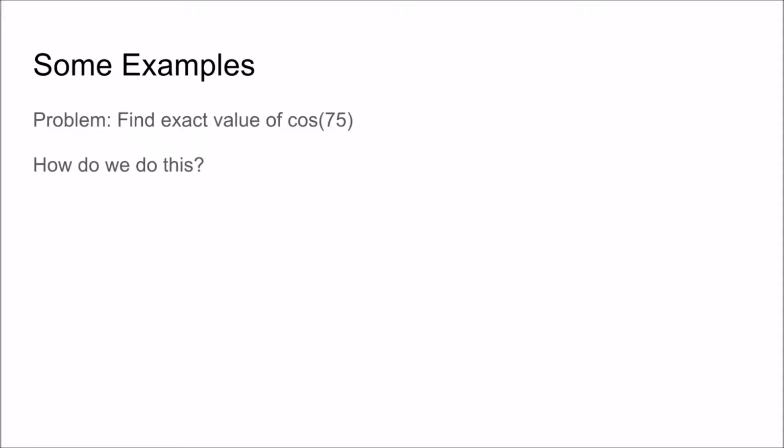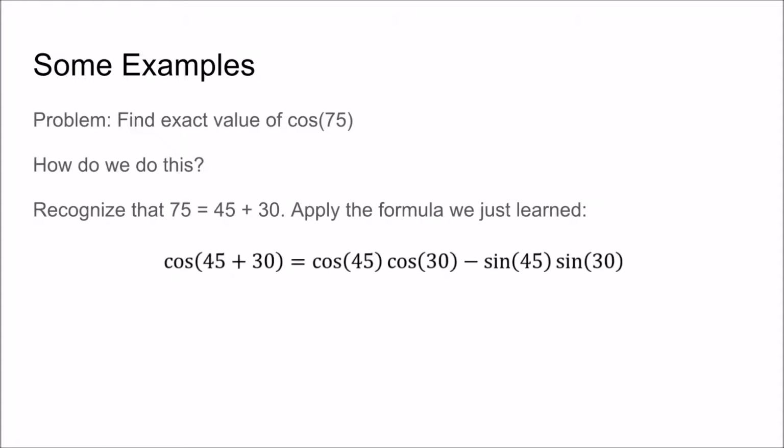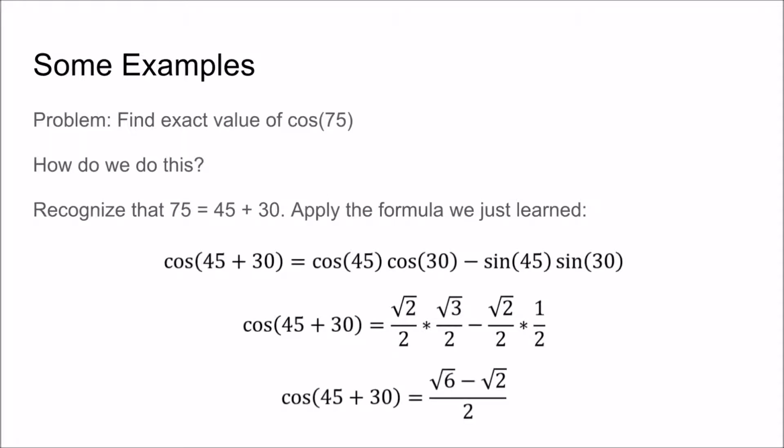We split up the angle into a sum or difference of two angles that we know. So for example, 75 equals 45 plus 30. And so we use this to apply the formula we just learned. Now we already know values like cosine 45 and sine 30, so we just substitute them all in and then we simplify. And that is our answer for the exact value of cosine of 75.